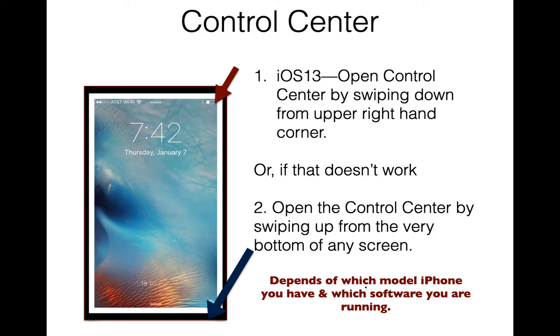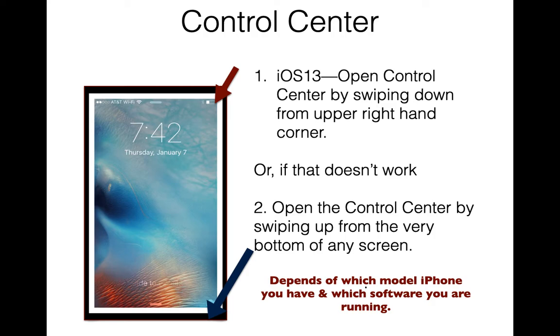Now, the third way is the control center. And I've found that some people have never even found their control center, so let's locate it. If you are operating iOS 13, which means you have kept up to date with all of your software updates, then you will most likely find your control center by swiping down from the upper right-hand corner where that maroon arrow is pointing. Just swipe down and you should see a dialog box, which I'll show you in the next slide. However, if that doesn't work, then try something different.